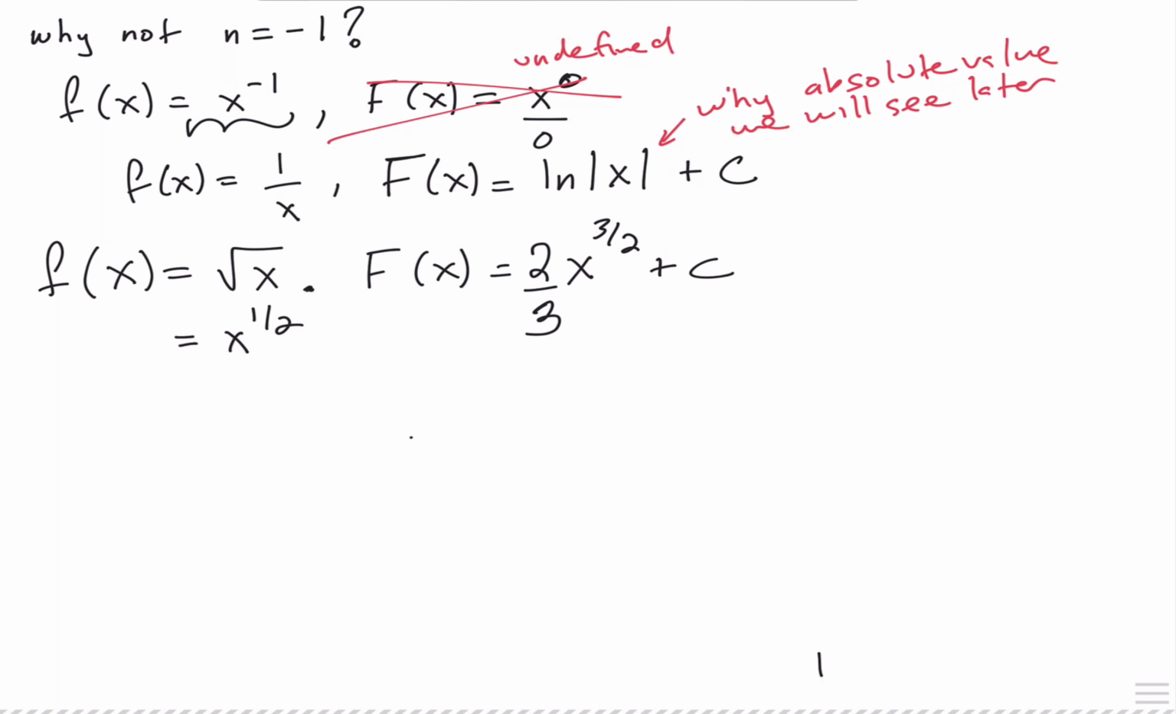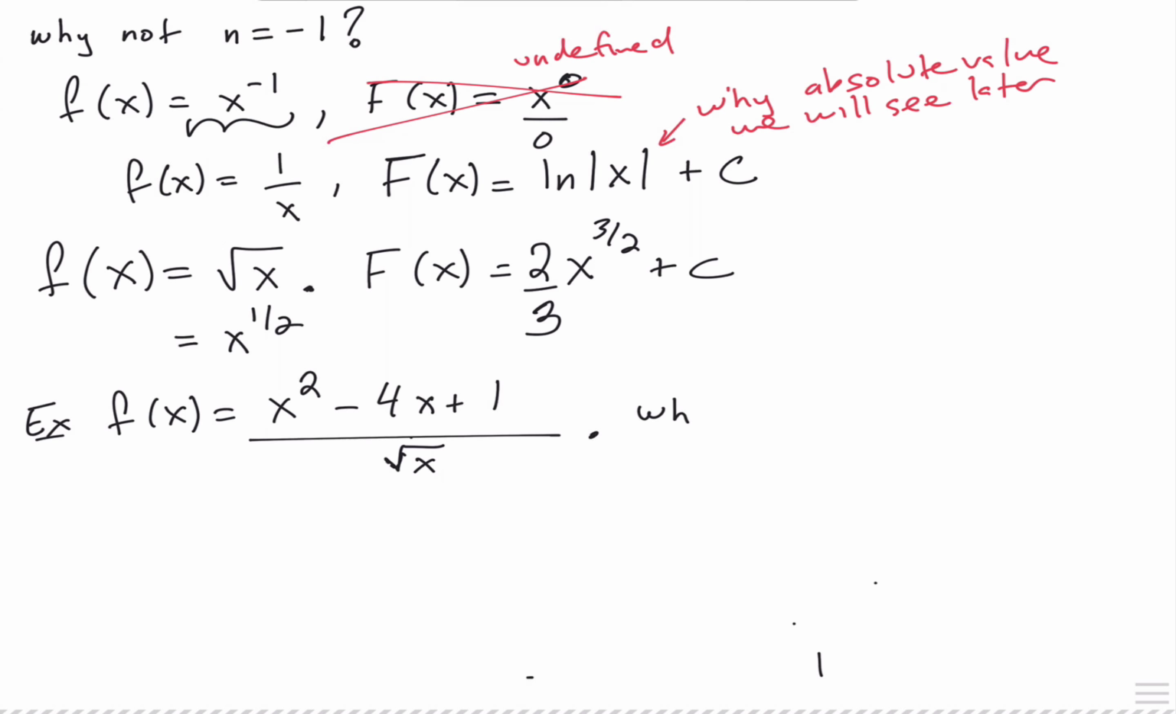Okay, all that is just using the power rule so far. So what about, for example, let's say you have x squared minus 4x plus 1, all divided by square root of x, and you want to know the antiderivative. Do we have a quotient rule for antiderivatives, up to this point at least? No, right? We've seen the power rule, that's it. Turns out there is not a quotient rule for antiderivatives.